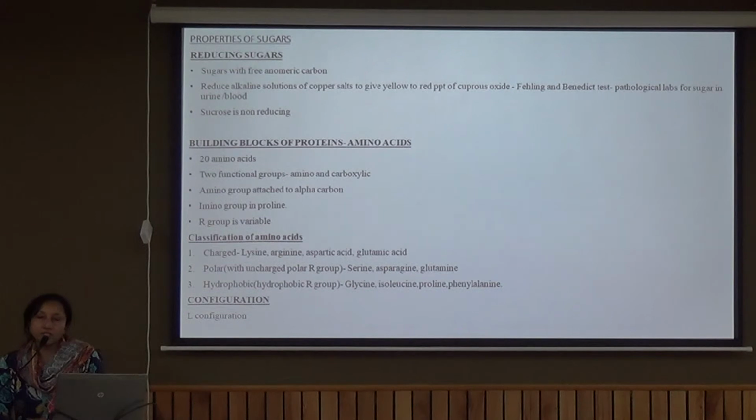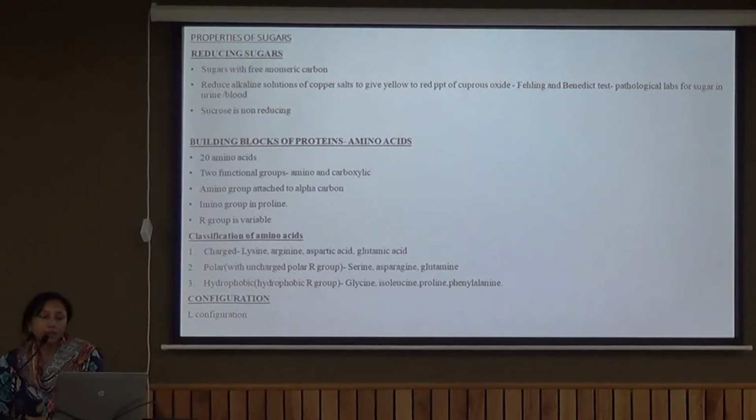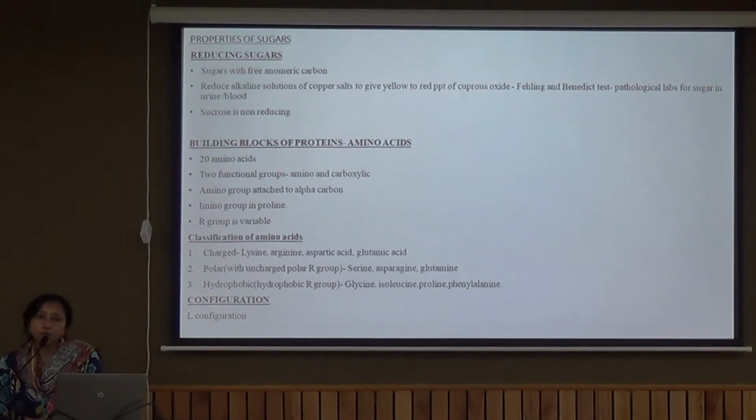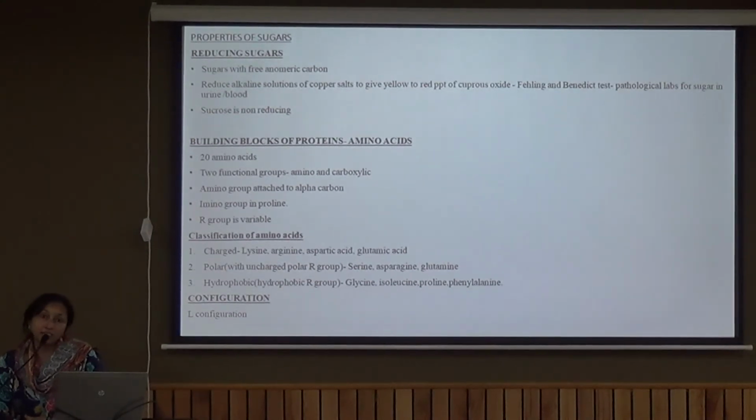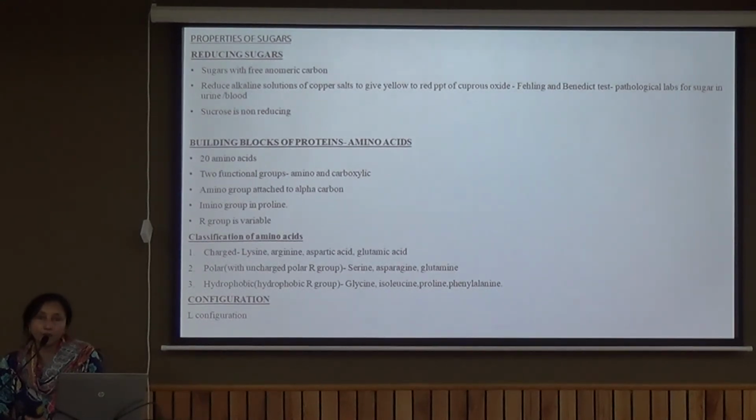Two functional groups are present in amino acids: the amino group and the carboxyl group. The amino group is attached to the alpha carbon, that is the central carbon of the amino acid. There is an imino group in proline. Proline does not have an amino group, it has an imino group. And the R group present in the amino acid is variable.